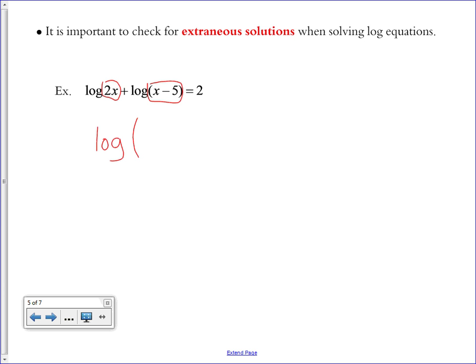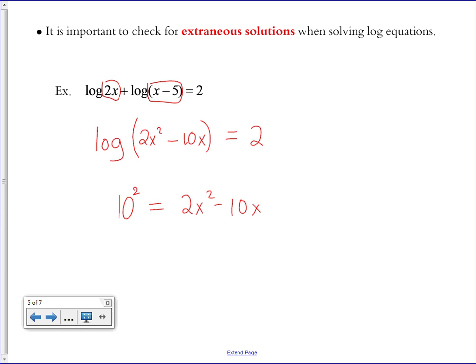So we've got the log of 2x times x is 2x squared, and 2x times minus 5 is minus 10x. And that equals 2. I'm now going to exponentiate, or write this in exponential form. The base of a log, when the base is not shown, is 10. The exponent is the thing that's by itself on the other side of the equal sign, which is a 2. And it equals the argument of the log. All right, so for the first time, we've gotten rid of the log, and now we have a quadratic equation.